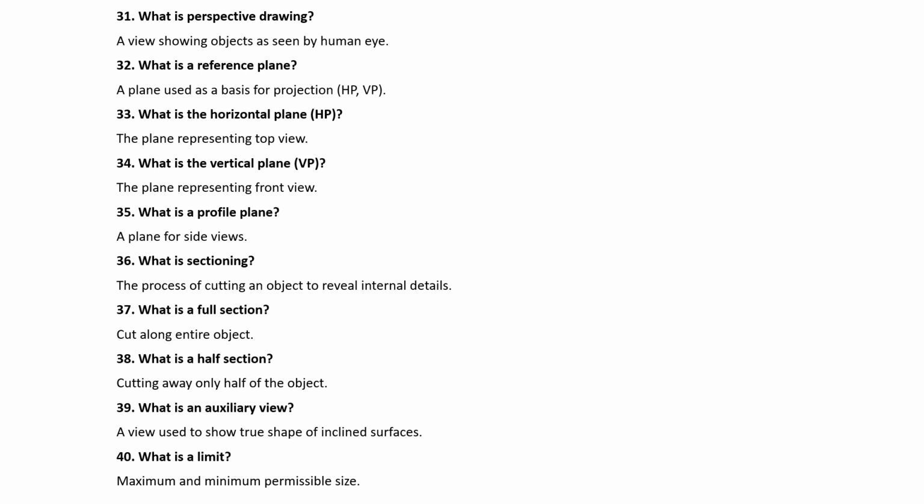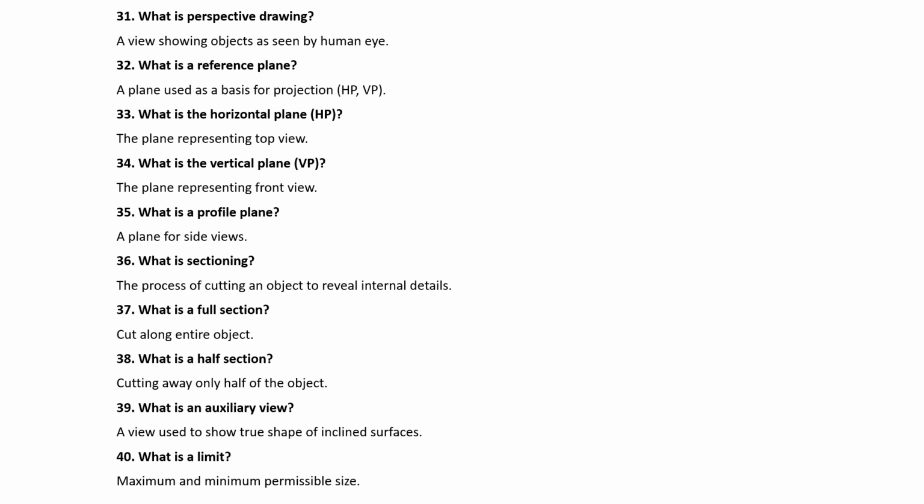34. What is the vertical plane, VP? The plane representing front view. 35. What is a profile plane? A plane for side views. 36. What is sectioning? The process of cutting an object to reveal internal details. 37. What is a full section? Cut along entire object.